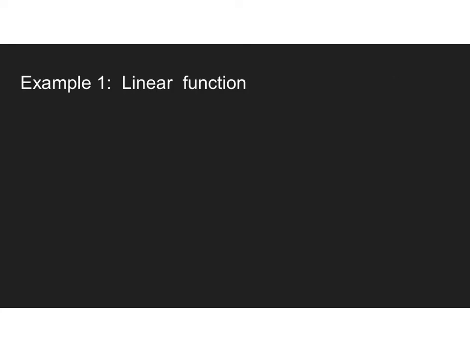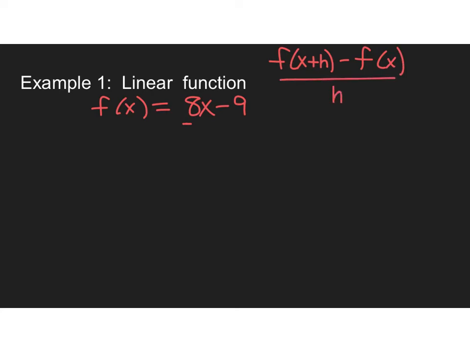Let's start with a linear function. So let's say my linear function is f of x equals 8x minus 9. And I'm going to find the difference quotient, which again should be the slope. So if we look at that linear function, we should be able to predict that the average rate of change, or the difference quotient, will give us 8. Your formula again is f of x plus h minus f of x over h.